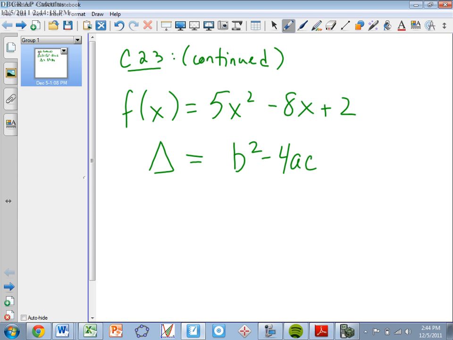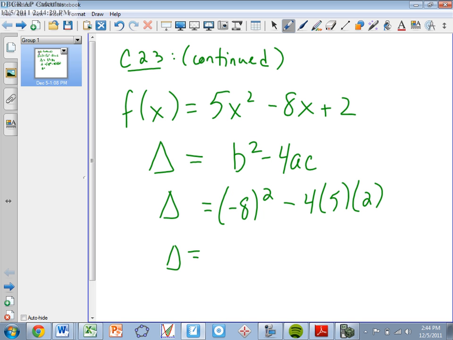So b squared minus 4ac would be negative 8 squared minus 4 times a times c. So delta is going to be 64 minus... What is 4 times 5 times 2? 40. 40. 20 times 2 is 40. Very good. So here, we're going to see that in this example, delta is 24.